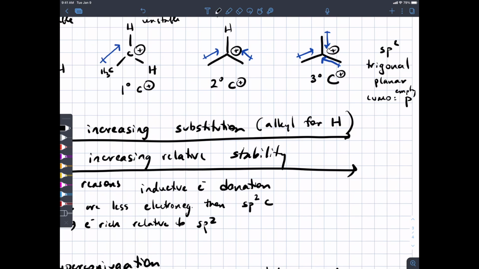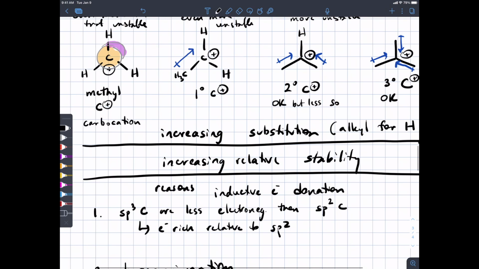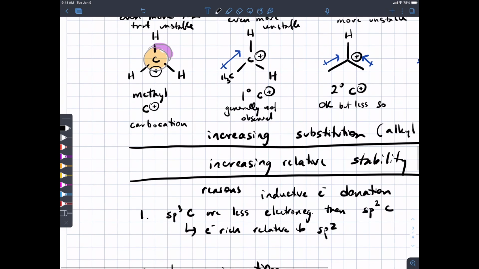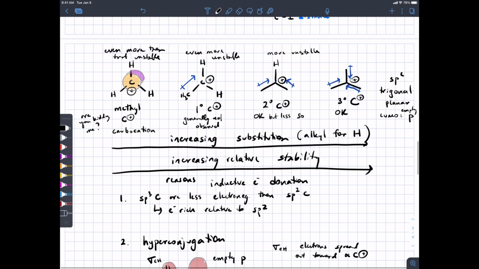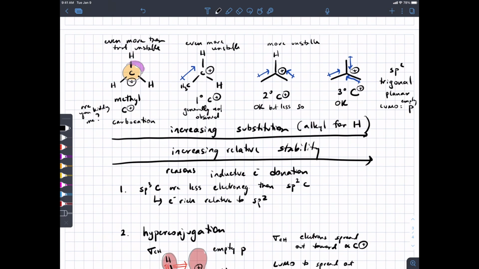And we'll see in this class that in terms of intermediates for the Sn1 reaction, this tertiary carbocation is an okay intermediate. The secondary carbocation is okay, but less so. And the primary carbocation in solution is generally not observed. And then the methyl carbocation in solution, are you kidding me? All right, gas phase totally changes, but okay.